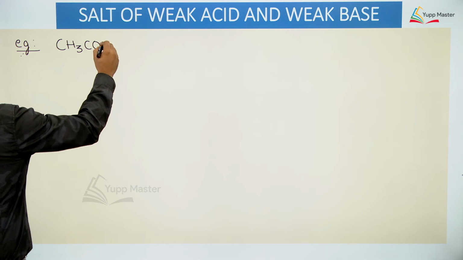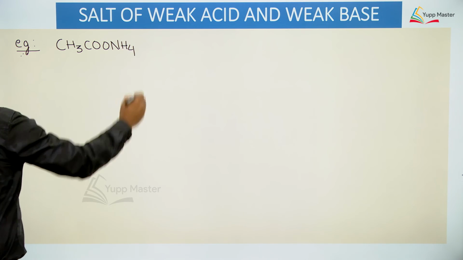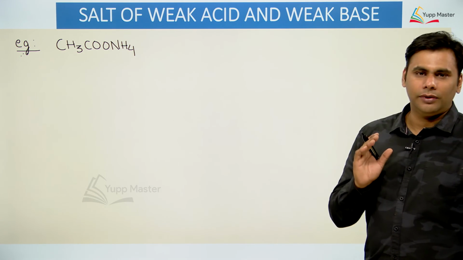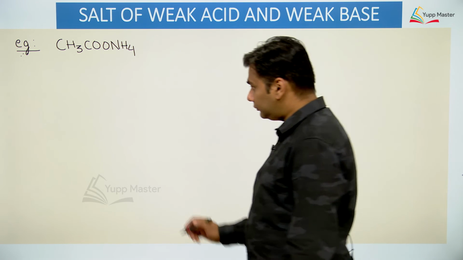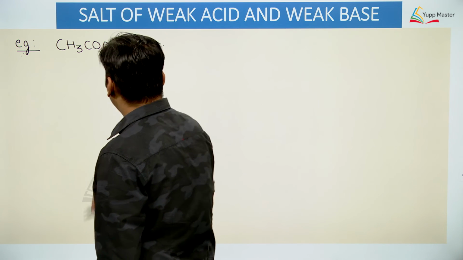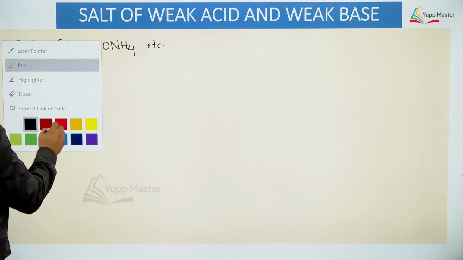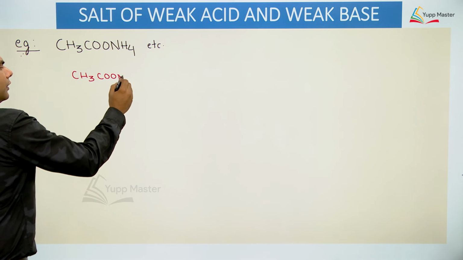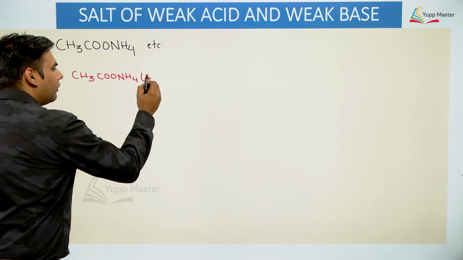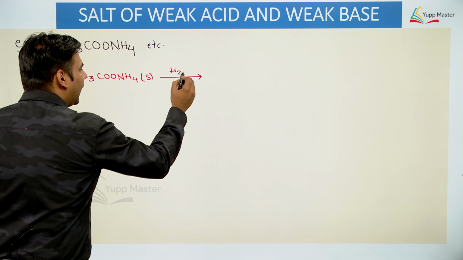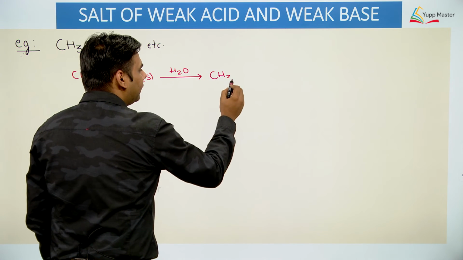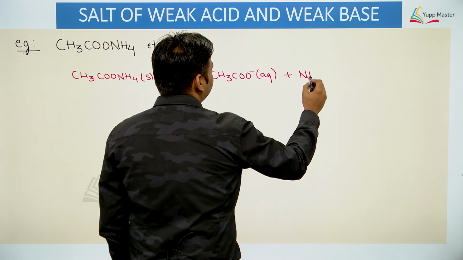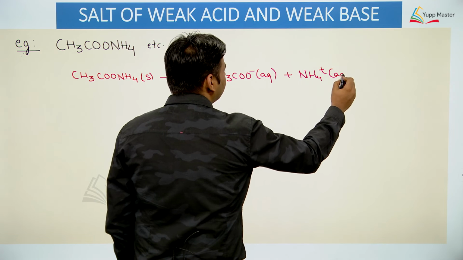So in this case it is a salt, something like ammonium acetate. It is made up of acetic acid and ammonium hydroxide. Both of them are weak components. Okay. So if we consider these salts, what would happen? CH3COONH4, when we take this in water, it would ionize into acetate ion and ammonium ion, right? Because this is a salt, so this would hydrolyze.